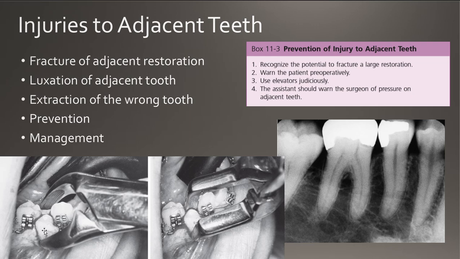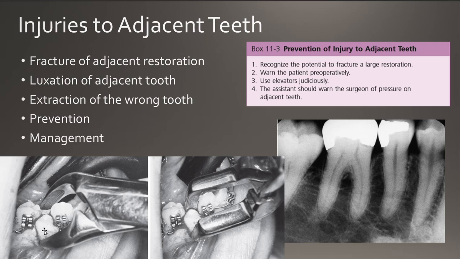Now, other options: count the teeth. Central, lateral, canine, upper 4, upper 5. Okay, we want to extract the 5. We count the teeth. Every time we try to extract, we count the teeth. We inform the patient beforehand that a crown or restoration might be broken, might need to be replaced. We need to tell the patient beforehand about all of those.